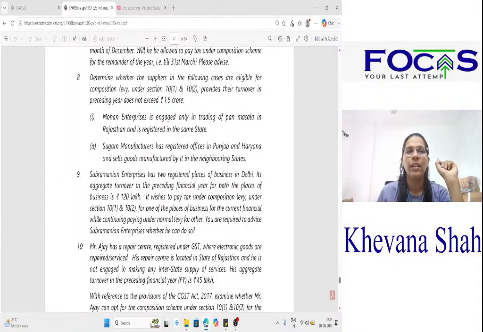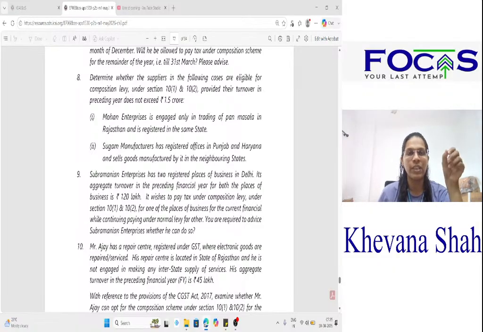Question number 8. Determine whether the suppliers in the following cases are eligible for composition levy under section 10(1) and section 10(2), provided their turnover in preceding year does not exceed 1.5 crores. So what they are saying is that the limit of turnover is not exceeding 1.5 crores. So now tell us in all these cases whether you are eligible to opt for composition scheme or not.